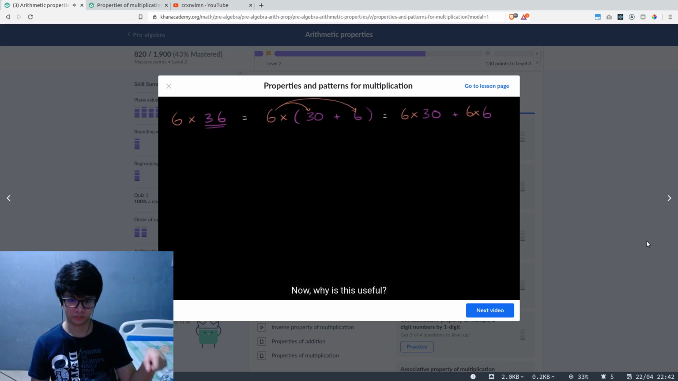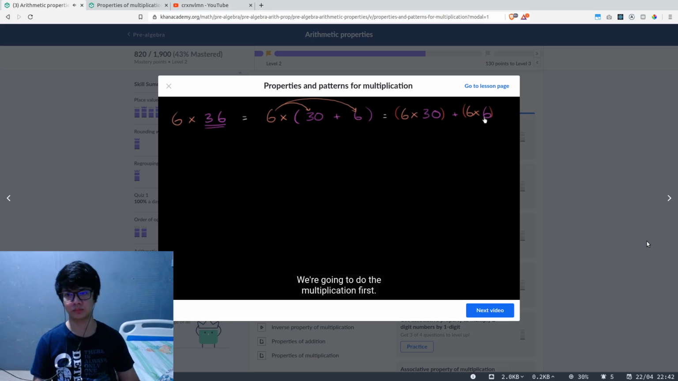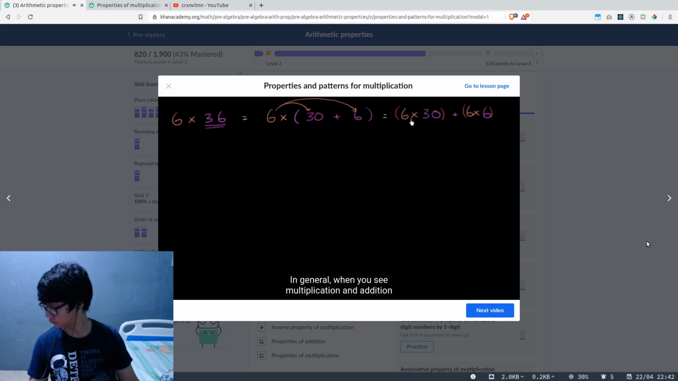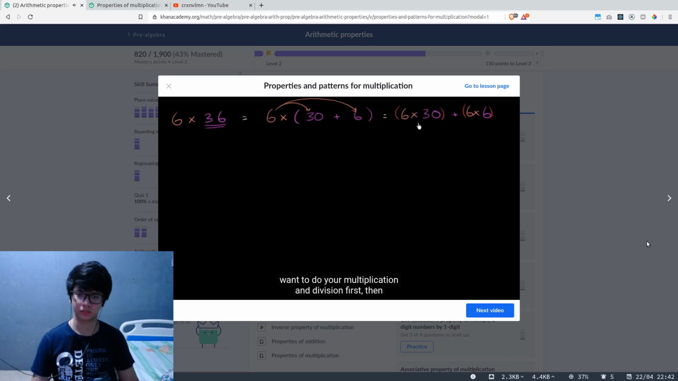Now, why is this useful? Why was this useful at all? I'm going to put parentheses to emphasize we're going to do the multiplication first. In general, when you see multiplication and addition in a row like this, and division, you want to do your multiplication and division first, then do your addition and subtraction.